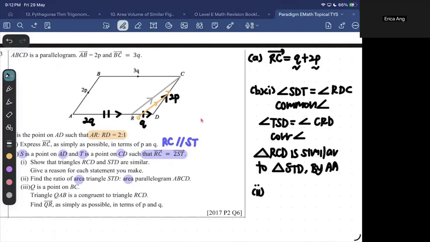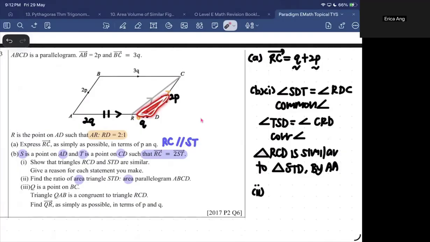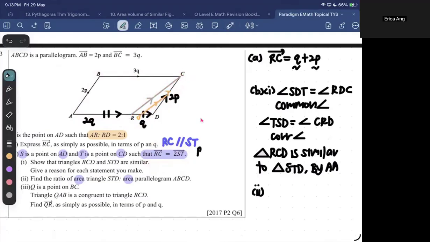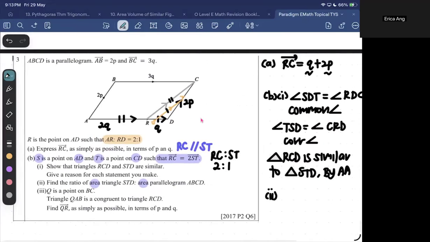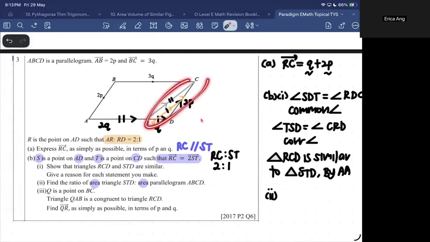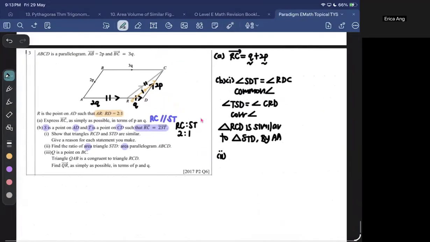So what do they want? They want triangle STD, this small teeny weeny one, to the whole parallelogram, the small one to the big one. So what we have here is RC, and RC is equal to 2ST. If you compare RC to ST, it is 2 is to 1. So my length ratio here, this one is 2 units, this one is 1 unit, so all your lengths here are 2 is to 1. Now we're going to compare these two first, since they are similar triangles.